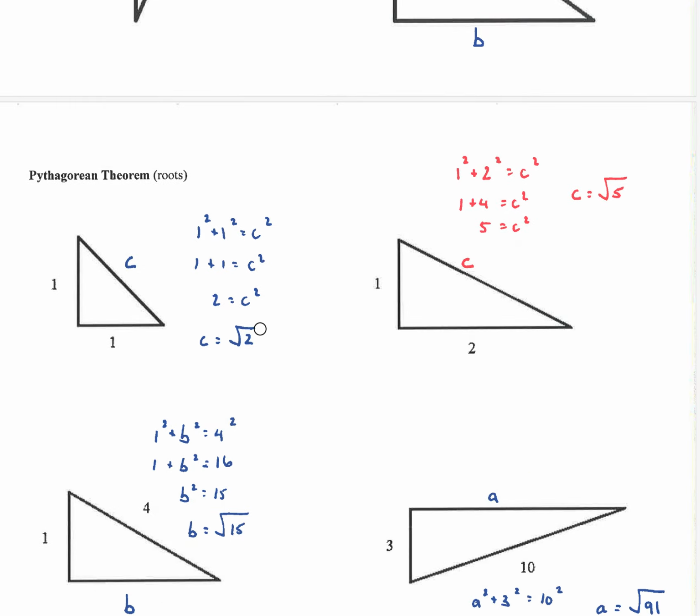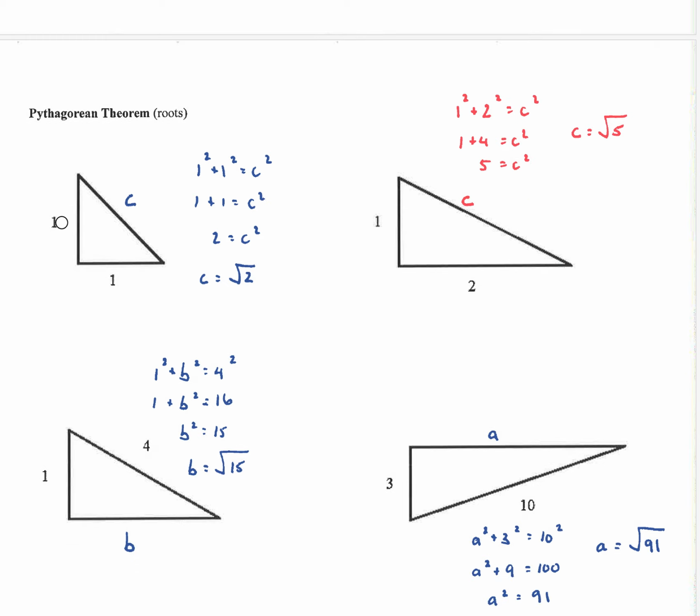All right, now these, you find the distances, but they're not going to work out nice. They're going to end up being radicals or roots. And so this is just, okay, this is a right triangle, and I want to find the hypotenuse. So 1 squared plus 1 squared equals c squared. 1 squared is 1, 1 plus 1 is 2, and then once you get here, you just have to take the square root to finish. So that's what that hypotenuse would be. It would just be the square root of 2.